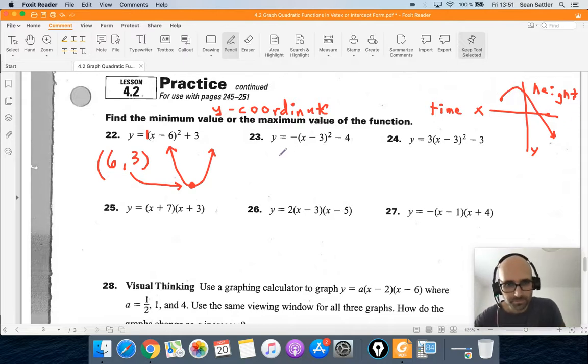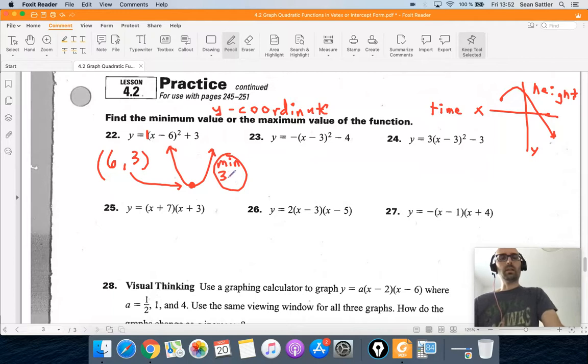So our minimum value here would just be 3. Okay, so I'm going to write min equals 3, and I can circle my answer there.